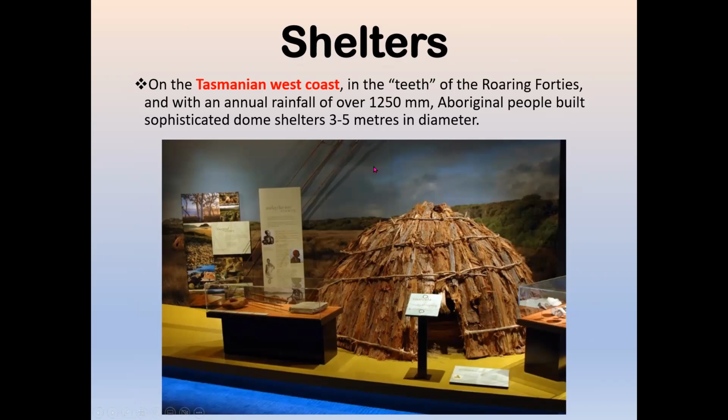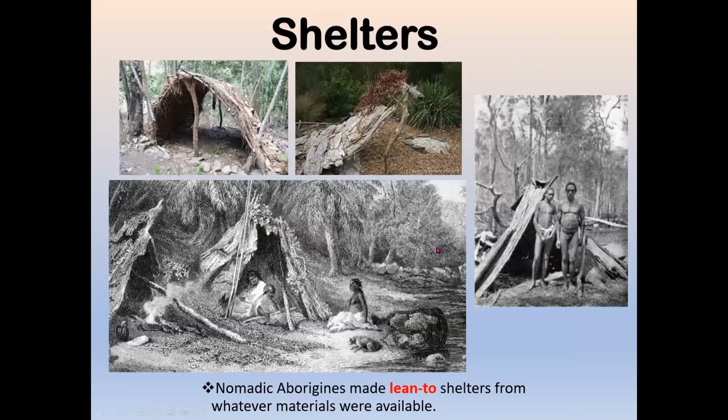They called it in the teeth of the roaring 40s. Now, the roaring 40s are on the west coast, where there's continuous wind. The 40s are the latitudes they're on. And the annual rainfall was 1.25 meters, huge. So these were sort of 3 to 5 meters in diameter. These were lean-tos, just bits of bark attached to a frame, very simple ones.